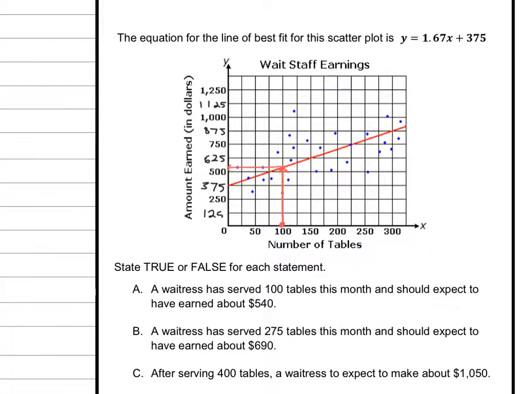A waitress has served 100 tables this month and should expect to earn $540. Do you guys think that's about right? Yep, so we'll say true. Yep, because we used the line. Next: 275 tables this month and should expect to have earned $690. Go to 275 and draw a line up to see where we end up. Go to the line, not the points.